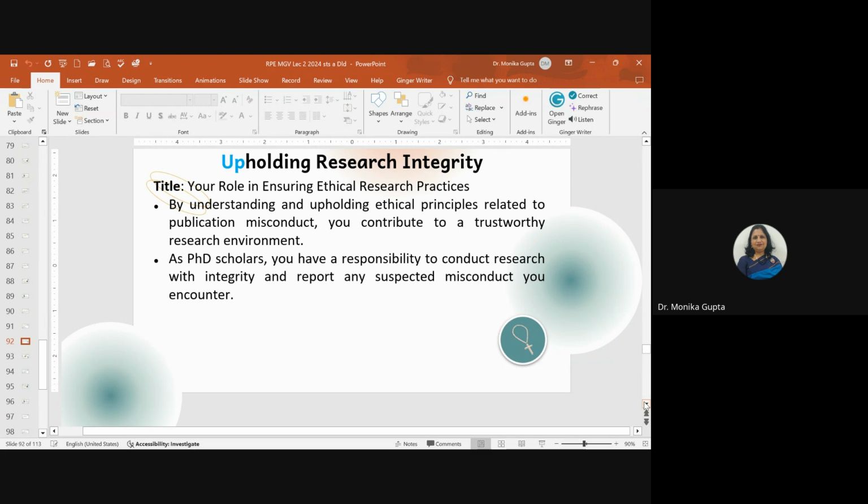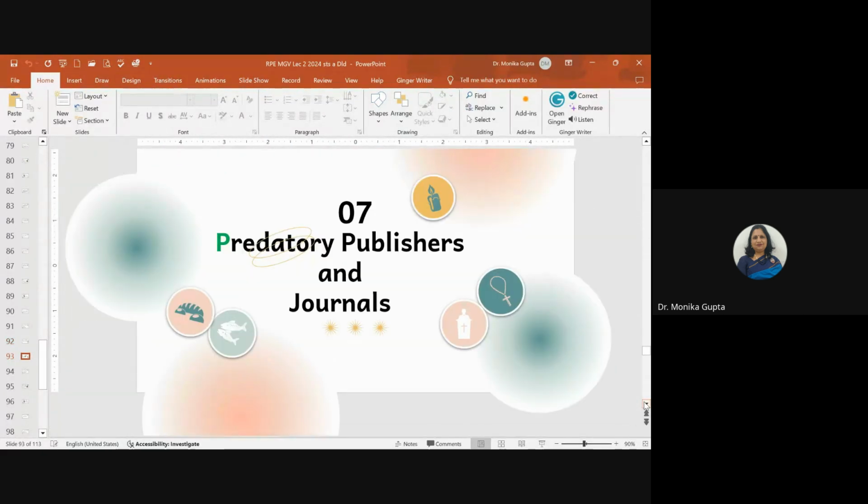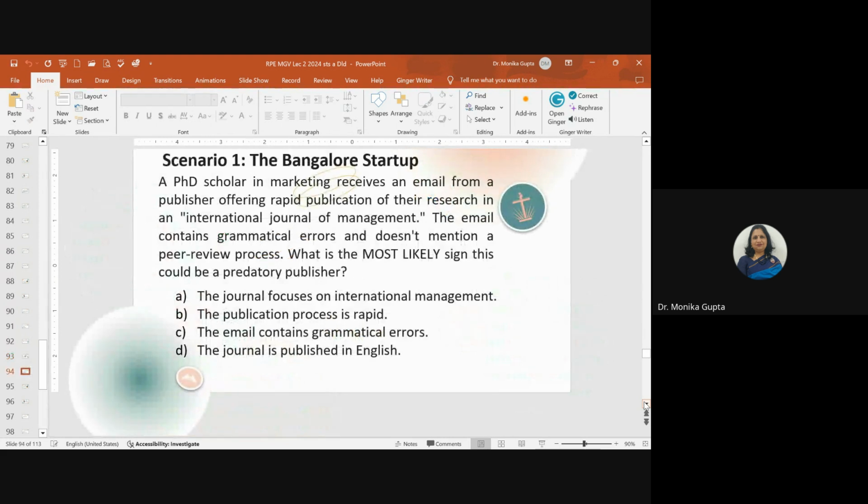So, upholding research integrity. By understanding and upholding ethical principles related to publication misconduct, you contribute to a trustworthy research environment, right? Now, predatory publishers and journals. This we have been discussing, I think, since the beginning today. But let us review again. A PhD scholar in marketing receives an email from a publisher offering rapid publication of their research in an international journal of management. The email contains grammatical errors and doesn't mention a peer review process. What is the most likely sign that it could be a predatory publisher?